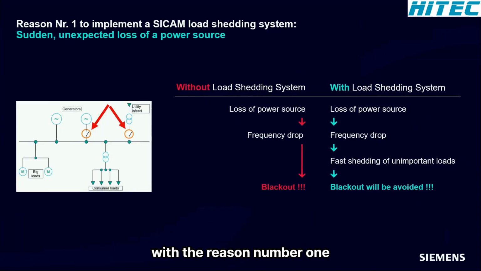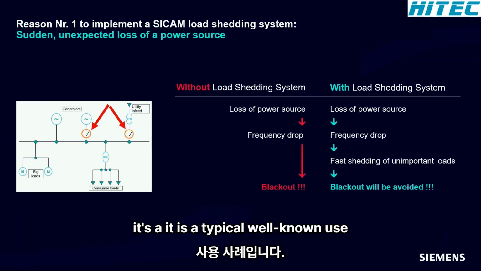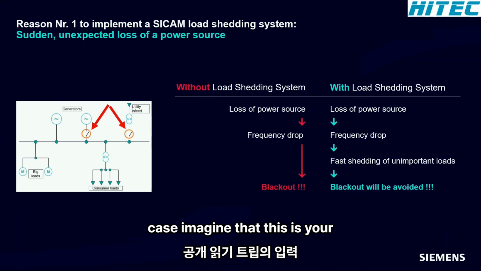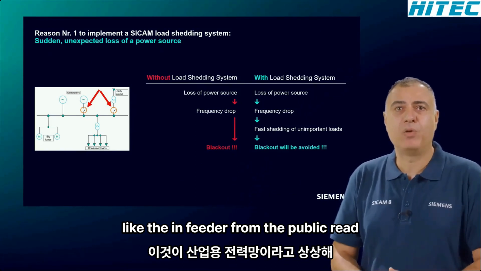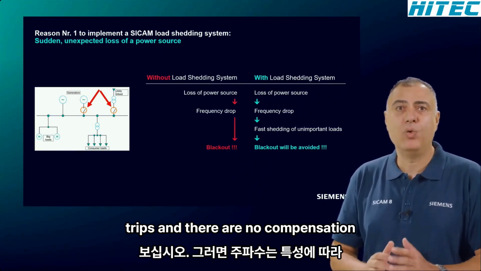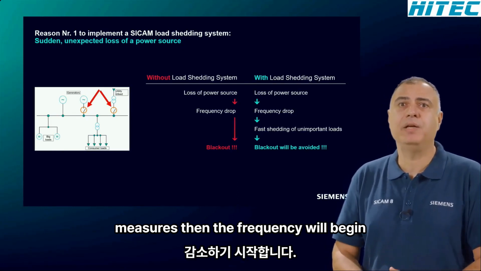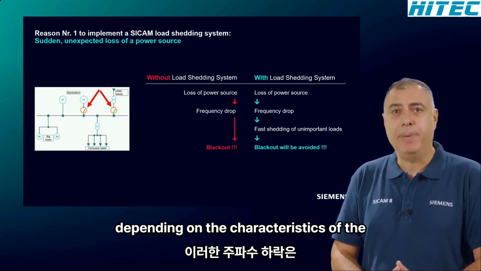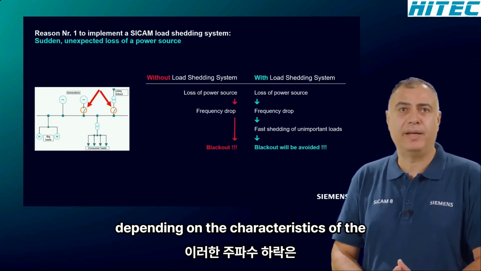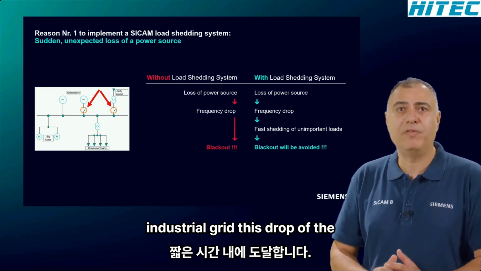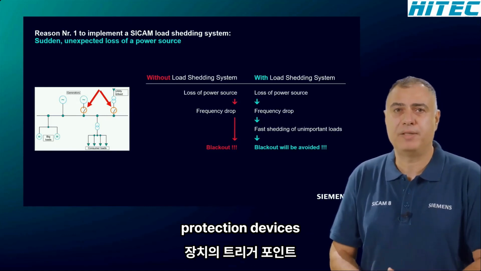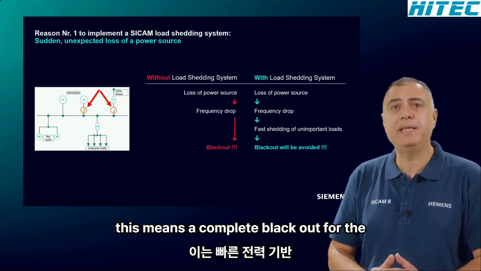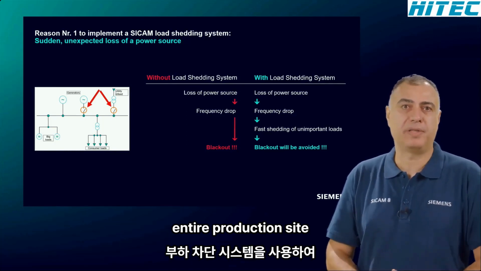Let's start with reason number 1. It is a typical well-known use case. Imagine that this is your industrial power grid. If a power source like the in-feeder from the public grid trips and there are no compensation measures, then the frequency will begin to decline. Depending on the characteristics of the industrial grid, this drop of the frequency will reach within short time the trigger point of all generator protection devices. This means a complete blackout for the entire production site.